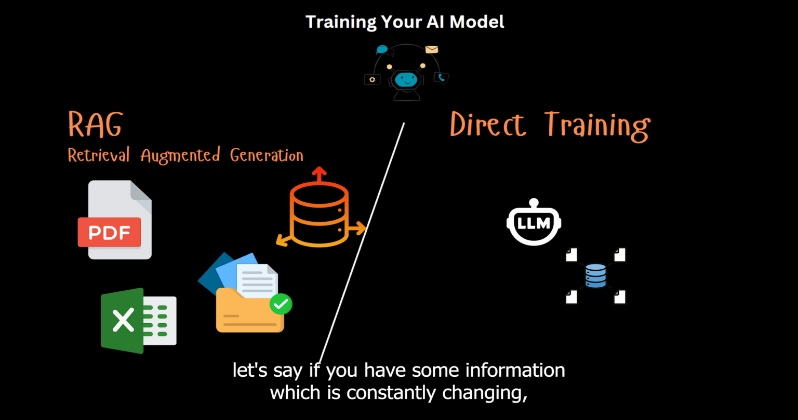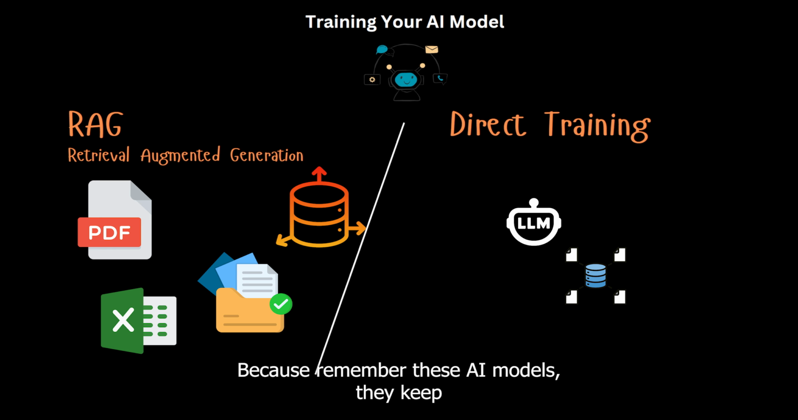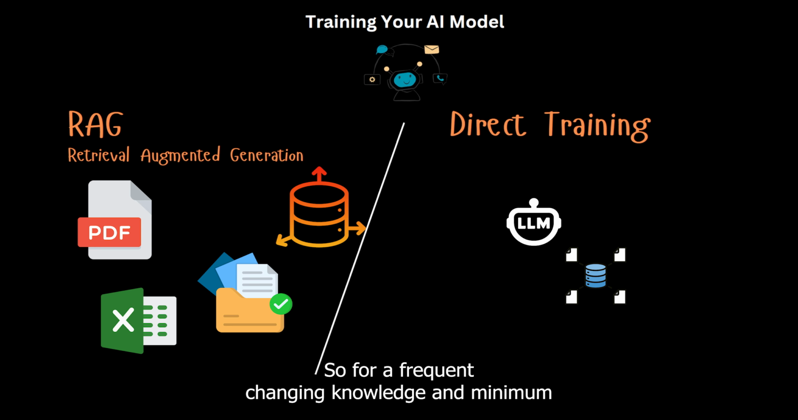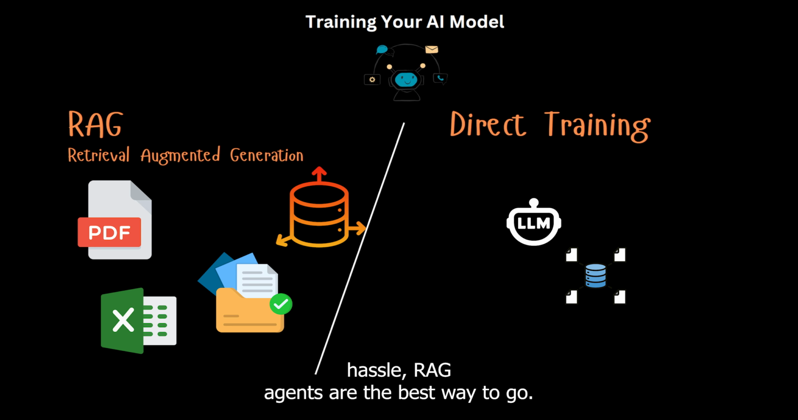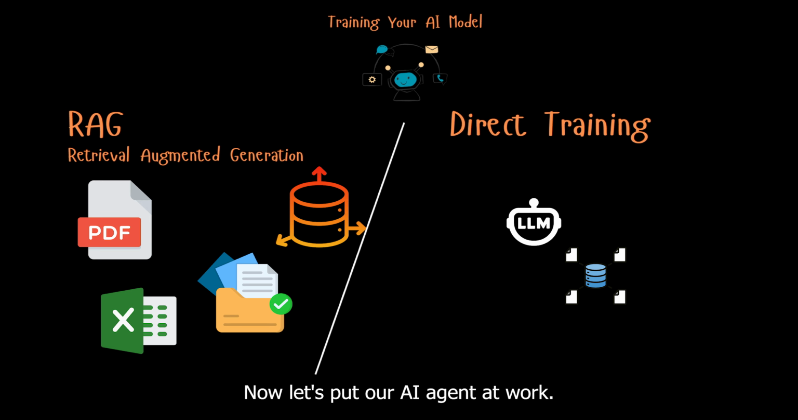Not just that, let's say if you have some information which is constantly changing, you will have to keep repeating the process of training your AI models. Because remember, these AI models keep the information based on the data set they were trained on. So for frequently changing knowledge and minimum hassle, RAG agents are the best way to go. Do remember that we need a vector store to store the information. Enough with the theory, now let's put our AI agent to work.